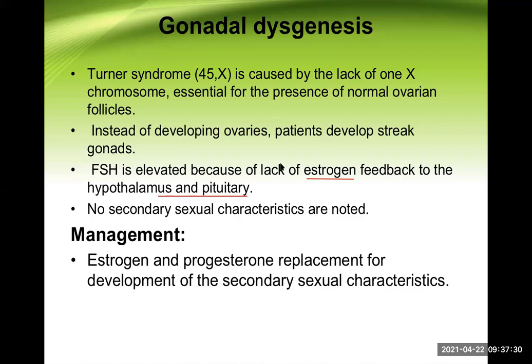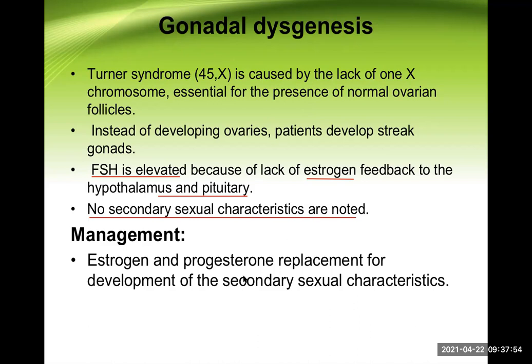So from the pituitary side, more FSH is released. This condition is associated with increased FSH in the blood, but there is a severe lack of estrogen. No secondary sexual characteristics are noted here, because estrogen is not present. That is the point of Turner syndrome.